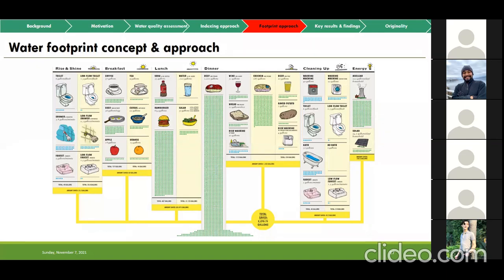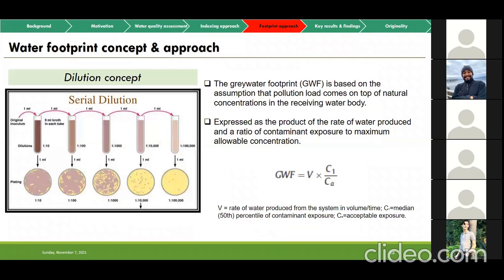And based on this concept, I move towards the concept of gray water footprint in drinking water quality management. So on the left side, you can see a dilution concept. I think most of you have done serial dilution in environmental microbiology. Dilution means you dilute the contamination to a certain point where the contamination is no more. So you can see in the first colony, the ratio is very high. In the last one, the ratio is much less.